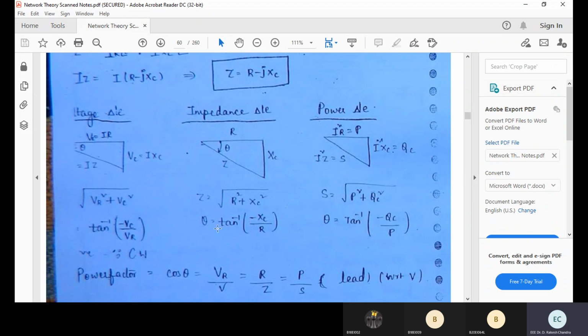Previously theta was tan inverse of XL by R. Now theta is tan inverse of minus XC by R. This itself is telling us that previously it was a lagging angle, and the present angle is a leading angle. Your cos theta is equal to VR by V, R by Z, P by S. From the first triangle, it is VR by V. From the second impedance triangle, it is R by Z. From the power triangle, it is P by S, where P is the active power and S is the apparent power.